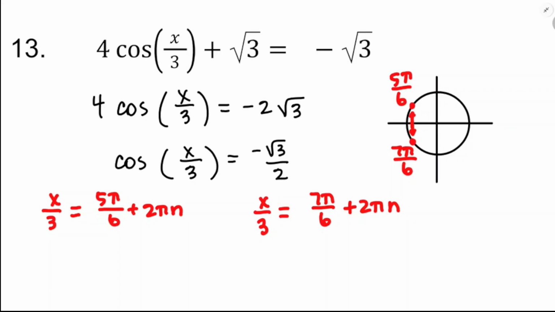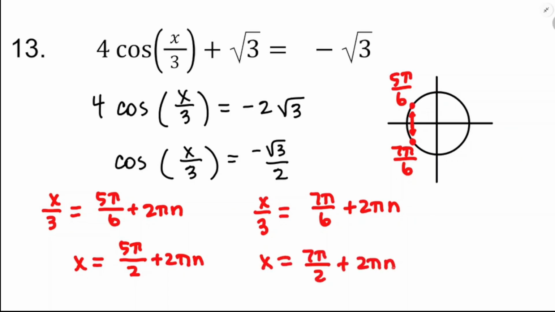Yeah, I like that better. So I'm going to solve both of these equations for x by multiplying both sides by 3. So I'll have x equals 5 pi over 2 plus 2 pi n, and also x equaling 7 pi over 2 plus 2 pi n.